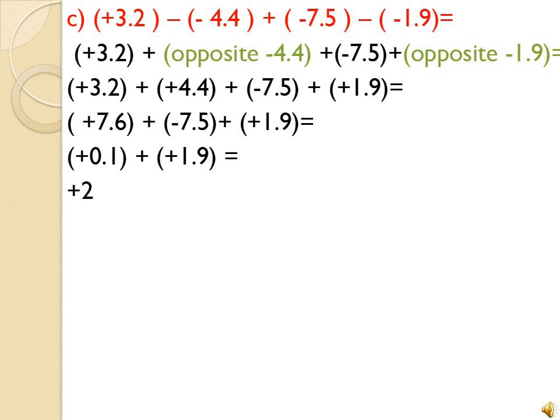Then I solve them 2 by 2. 3.2 and 4.4 have the same sign, so I must add them, and I get plus 7.6 plus minus 7.5 plus 1.9. I go back to solve the first two. They have different signs, so I must subtract them and put the sign of the bigger one, which is 7.6. I will put plus 0.1 plus 1.9. They have the same sign, so I must add them. It will become plus 2.